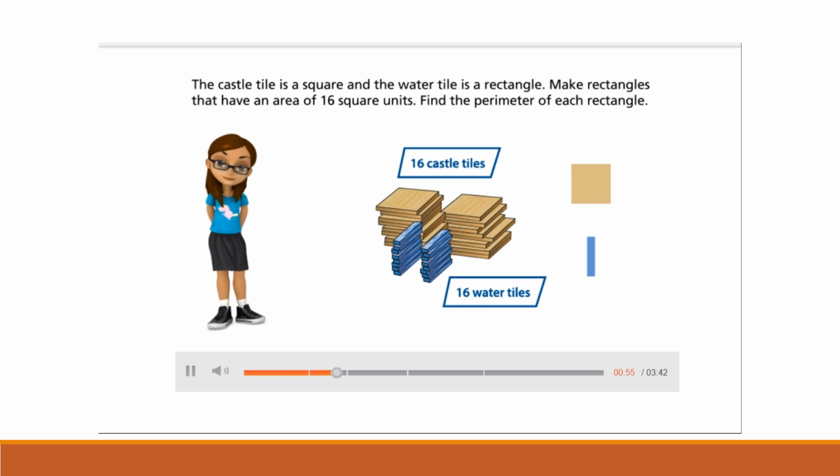Make rectangles that have an area of 16 square units. Find the perimeter of each rectangle.